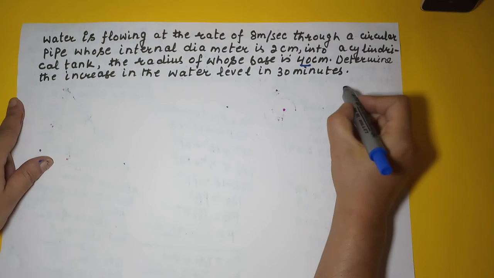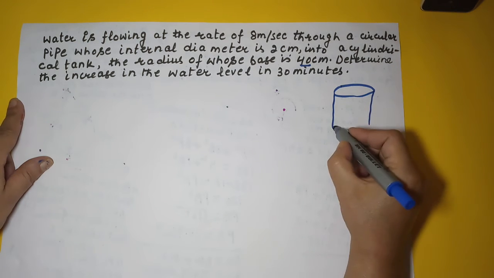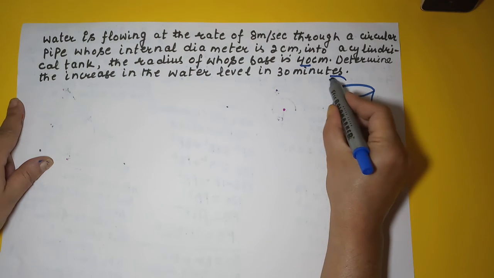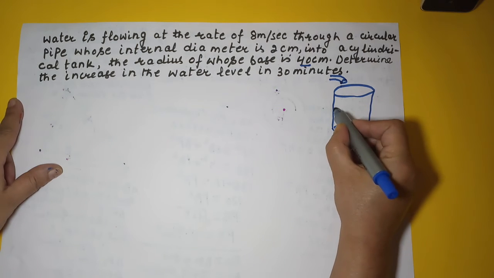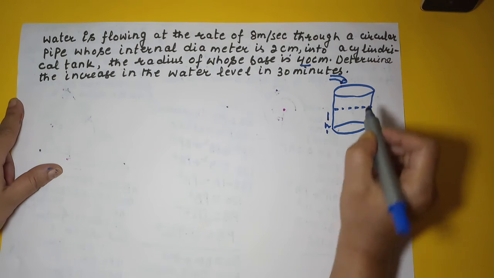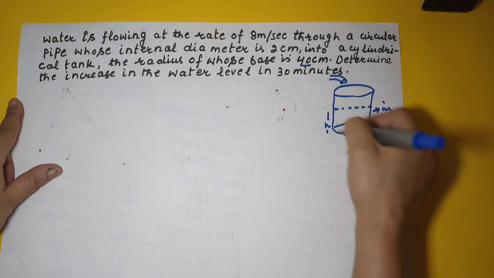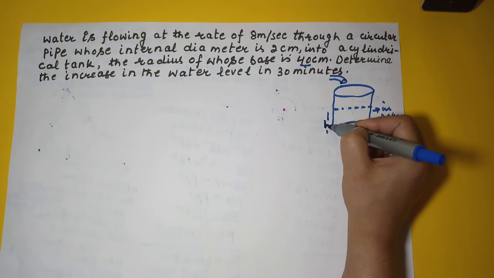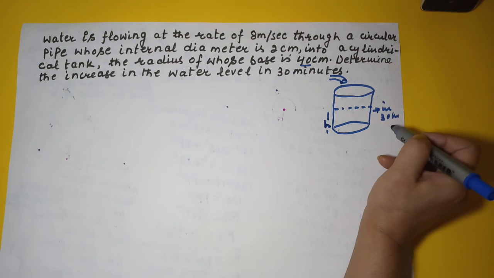Now here see, you have a cylindrical tank, right? So what you are going to do here is fill this tank with the help of the pipe, and you have to find the increase in water level, that is this height, in 30 minutes. You don't have to calculate the entire volume of this. You don't have the entire height of this. You have to only calculate the height of the water level in 30 minutes, right?